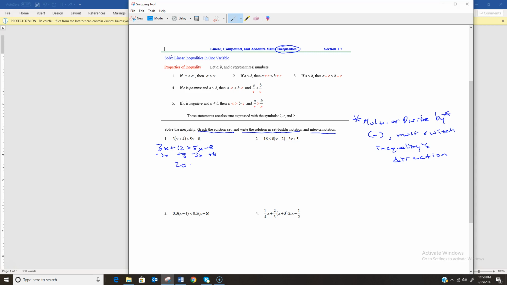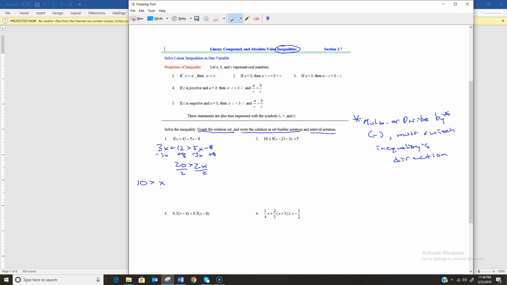So I have 20 is greater than 2x. These 8's canceled, these 3x's canceled. Then if I divide by 2, I'm going to get 10. Now, I did not ever multiply or divide by a negative in this problem, so I never had to switch the sign while I was solving it. So I end up with 10 is greater than x.